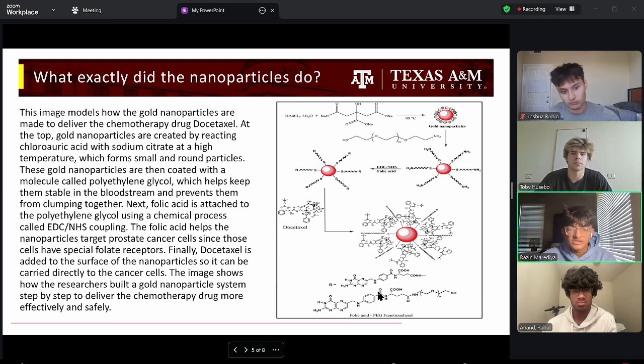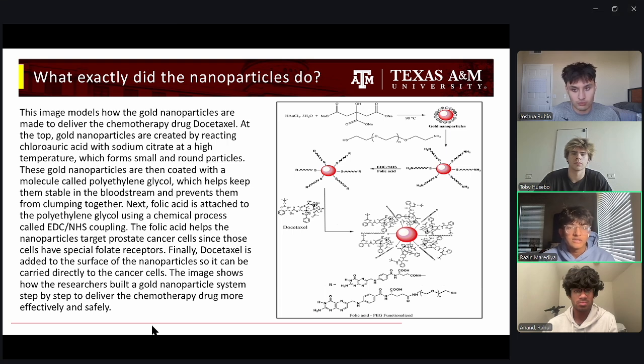Moving on to what exactly the nanoparticles do. As you can see in the image to the right, the image models how the gold nanoparticles are made to deliver the chemotherapy drug docetaxel. At the top of the image, you can see gold nanoparticles, which are created by reacting chloroauric acid with sodium citrate at a high temperature. This reaction forms a small and round particle.